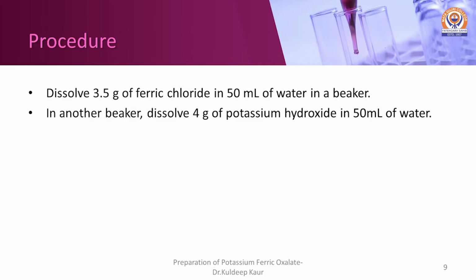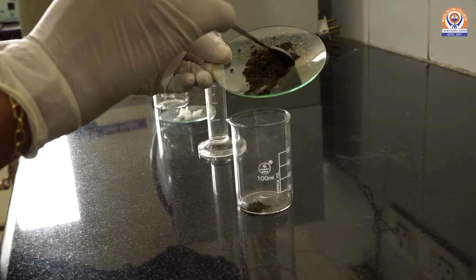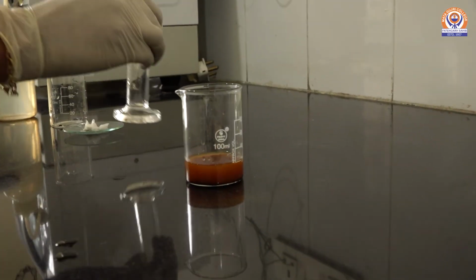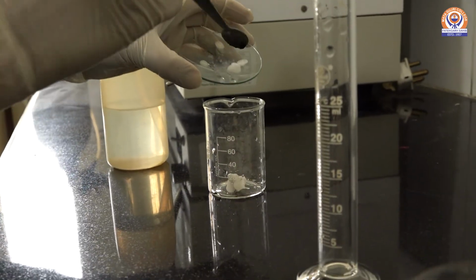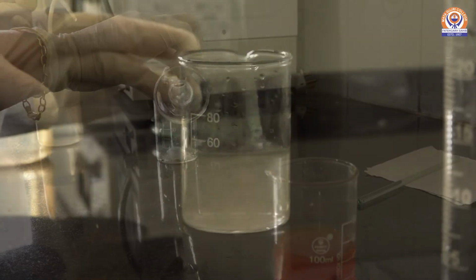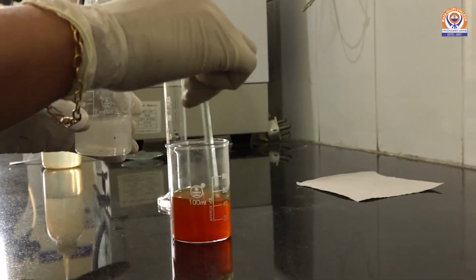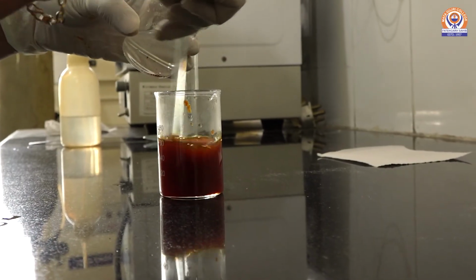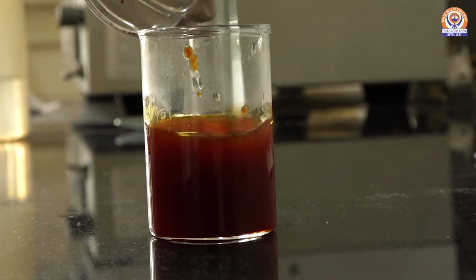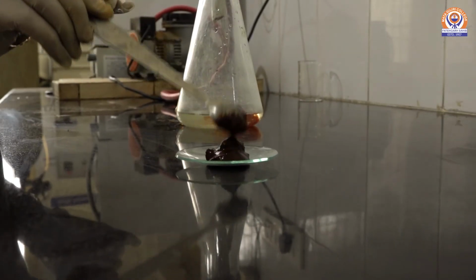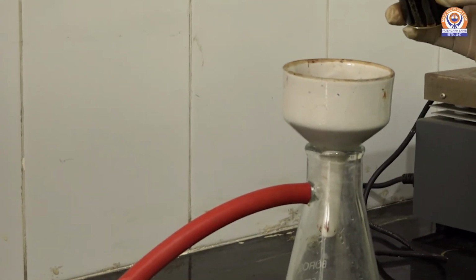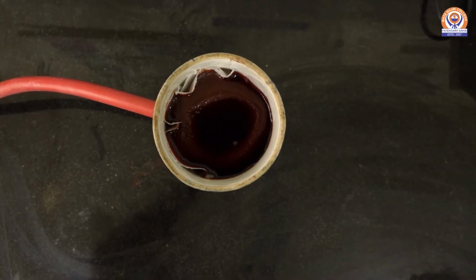Now the procedure: firstly, we will dissolve 3.5 gram of ferric chloride in 50 ml of water in a beaker. In another beaker, dissolve 4 gram of potassium hydroxide in 50 ml of water. Now add the contents of beaker 2, that is potassium hydroxide solution, slowly to the ferric chloride solution with constant stirring to obtain a brown colored ferric hydroxide precipitate. Then filter the precipitate of ferric hydroxide through the funnel and wash the precipitate with hot water.